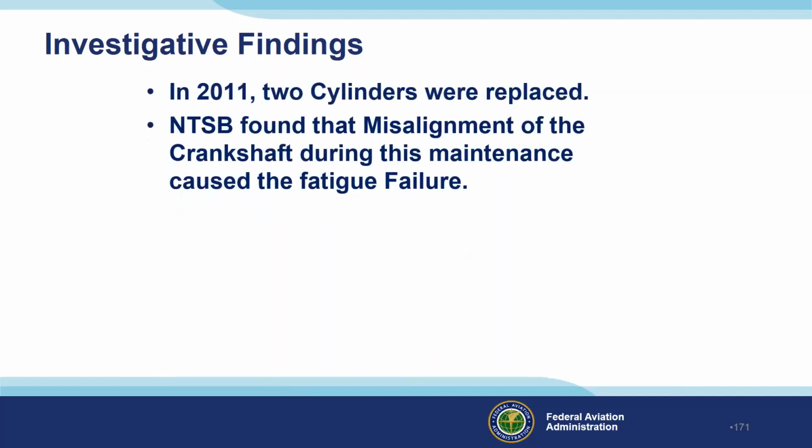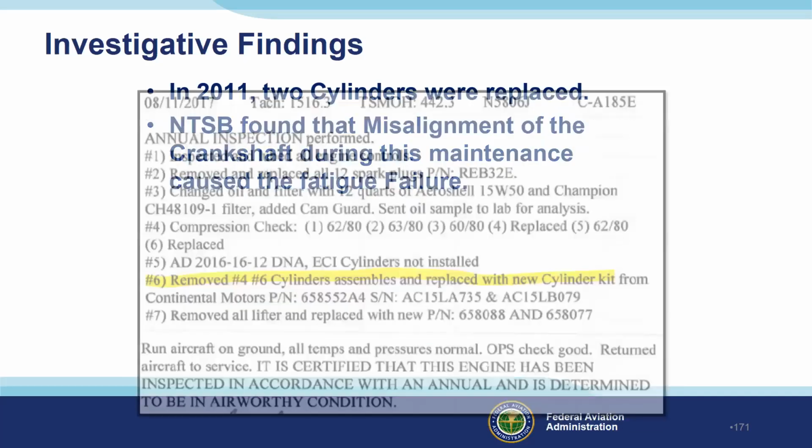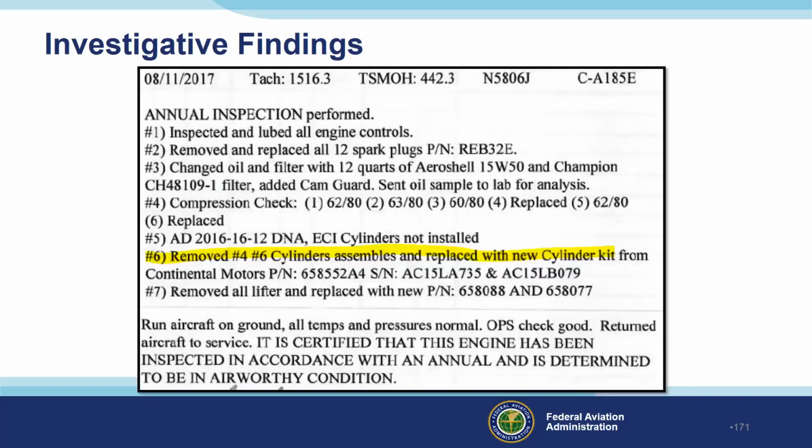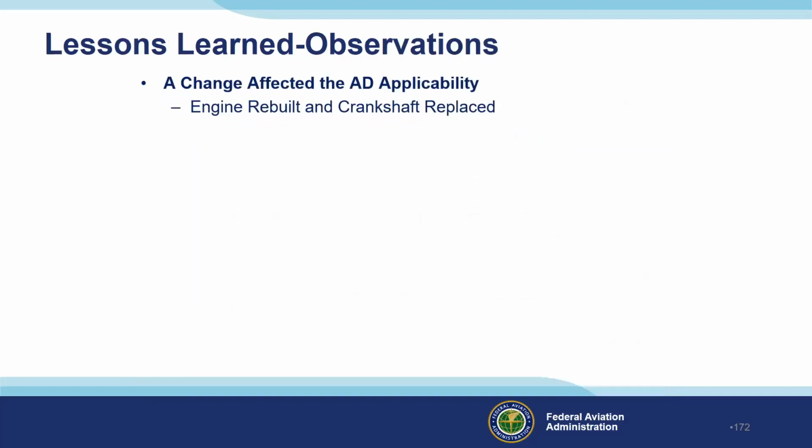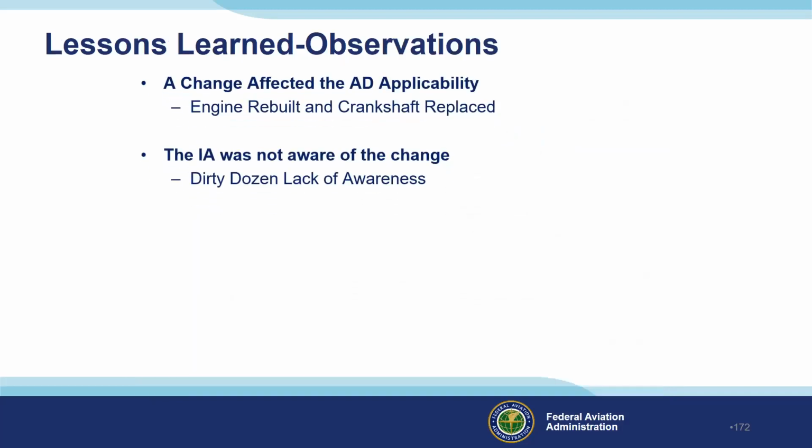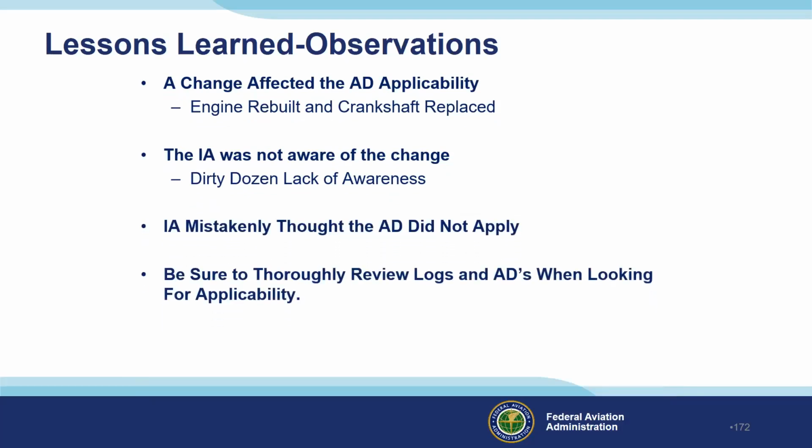And then in 2011, there were 2 cylinders replaced, and they also thought that the misalignment of the crankshaft during that maintenance caused the fatigue failure, and there's the log entry for that. One has to wonder if that crankshaft would have been replaced by the AD. Maybe the proper metal being there might have prevented that from happening.